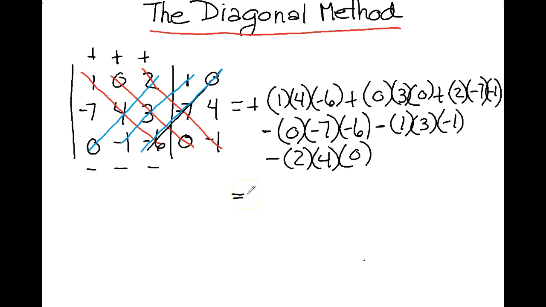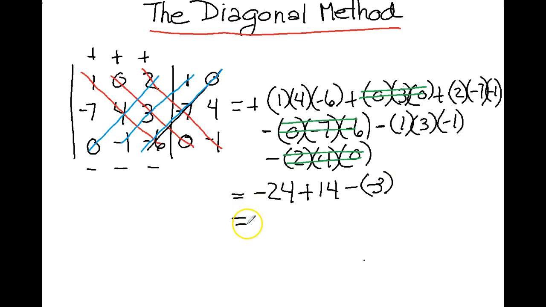Alright, so let's go ahead and calculate that. I'm going to cross off anything that has a factor of 0 because it won't affect anything. So I really only have 3 calculations to do. I have 1 times 4 times negative 6, and that's going to be negative 24. I'm going to add to that 2 times negative 7 times negative 1, which is going to be 14. And then I'm going to subtract from that 1 times 3 times negative 1, which is negative 3.